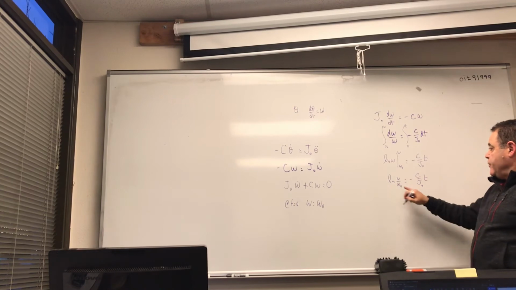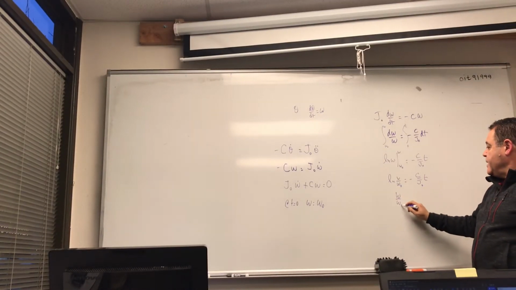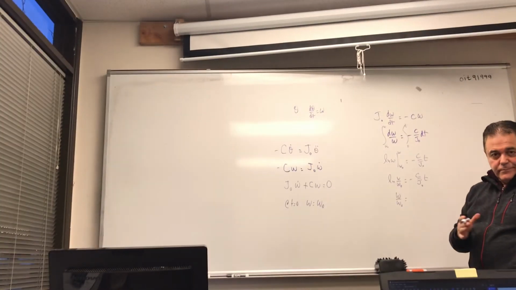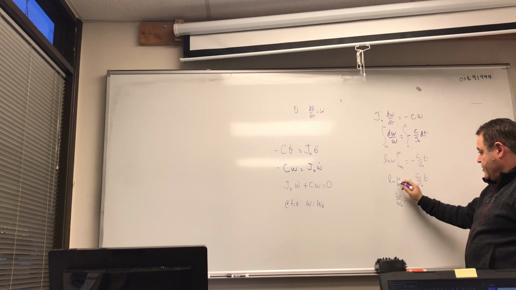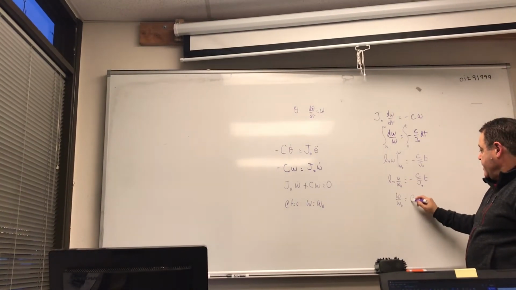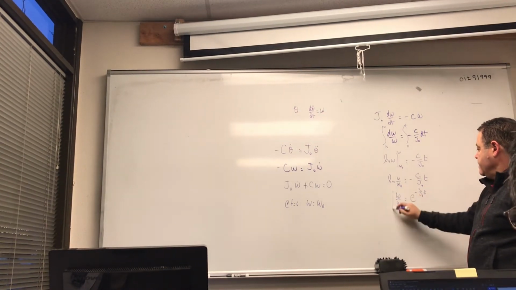So how do I go from log of omega over omega 0 to omega? If you take the exponential of both sides, the exponential of a log cancels out, right? And then this becomes simply exponential of minus c over J naught times t.